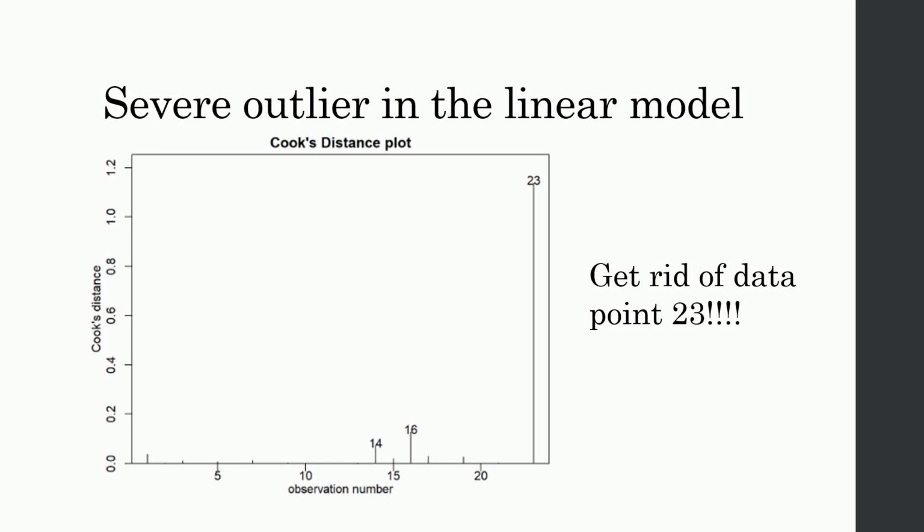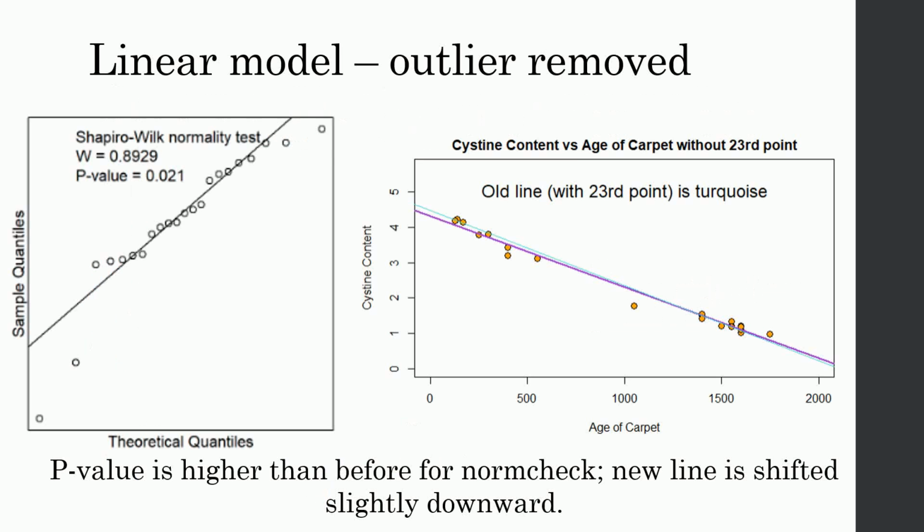However, the Cook's plot shows us that the 23rd data point, the one which I originally mentioned with the carpet that had not aged at all, is a very, very strong outlier. So we proceed to eliminate the 23rd data point, reanalyze the normality assumption with Shapiro-Wilk again, and find a p-value of 0.02. So we still, unfortunately, if you pick an alpha of 0.05, still have to reject the null hypothesis that the errors are distributed normally, but the p-value is increasing, so the linear model seems to be a better representation.